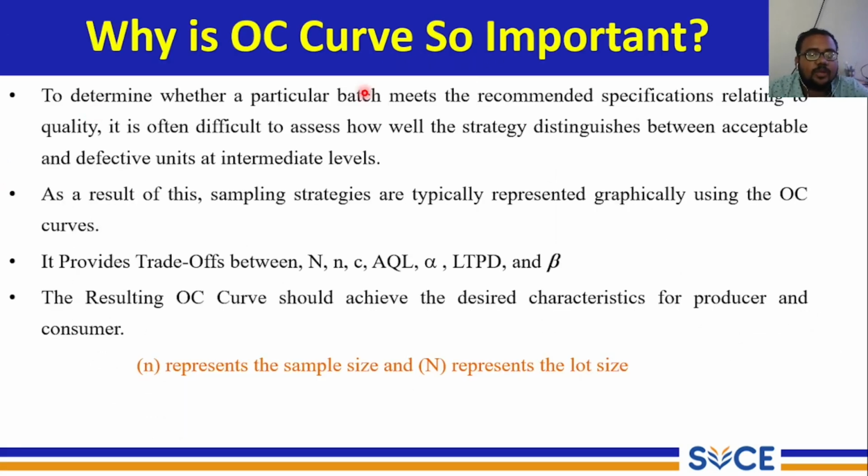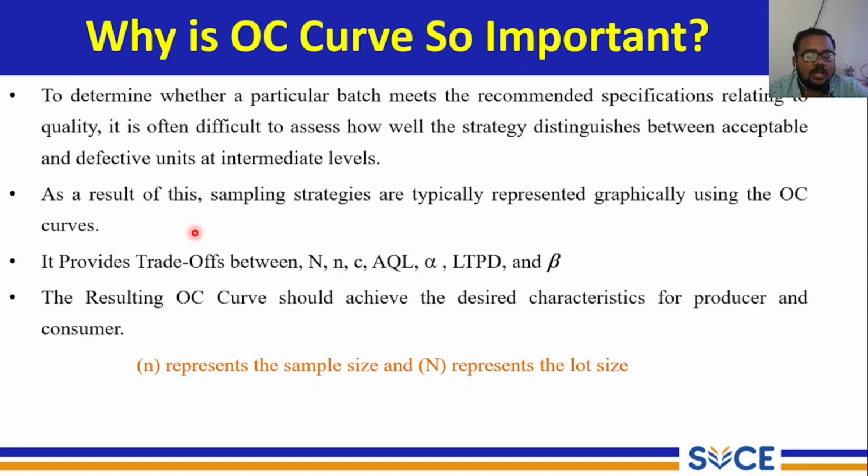So why it is very important is because it provides a trade-off between all the parameters which you have seen: the sample size, the lot size, the acceptance number, the consumer's risk, and the producer's risk. And it helps you to determine whether the particular batch meets the required specification, which is quite often difficult to assess, right? Because there are so many strategies which distinguish between acceptable and defective units in intermediate levels. So that is why OC curves will give you a clear indication about whether to accept the lot or reject the lot.